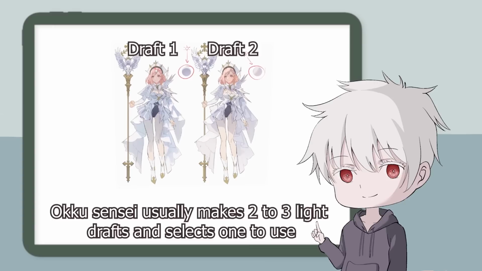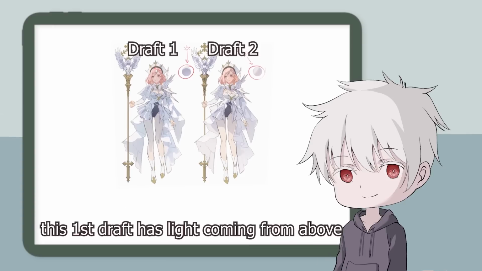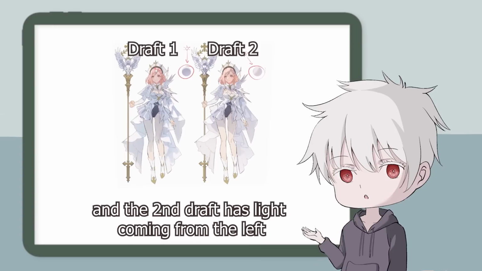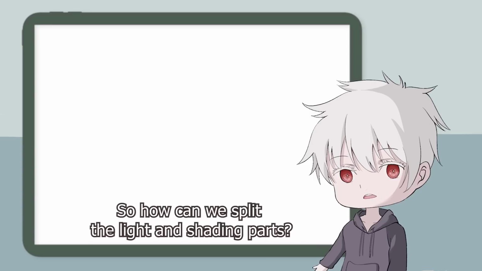Okku-sensei usually makes 2 to 3 light drafts and selects one to use. For example, the first draft has light coming from above, and the second draft has light coming from the left. And Okku-sensei chooses the first draft. So how can we split the light and shading parts?